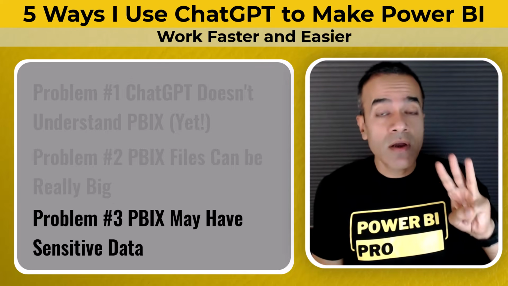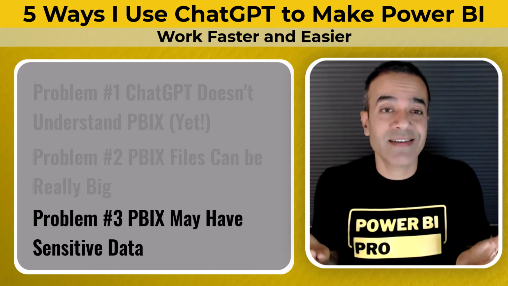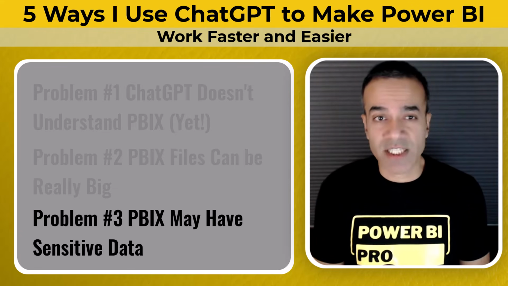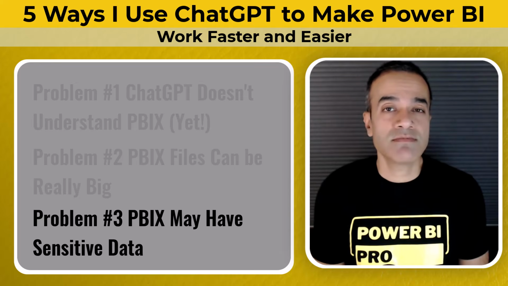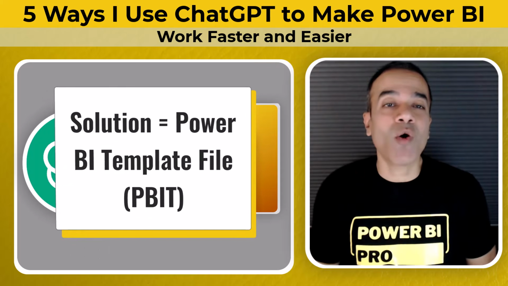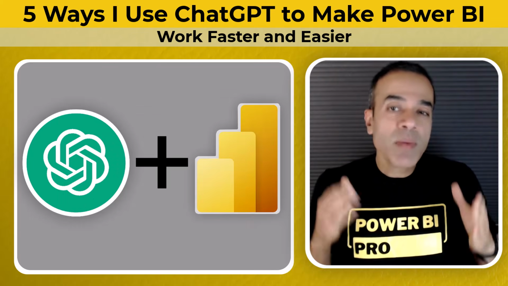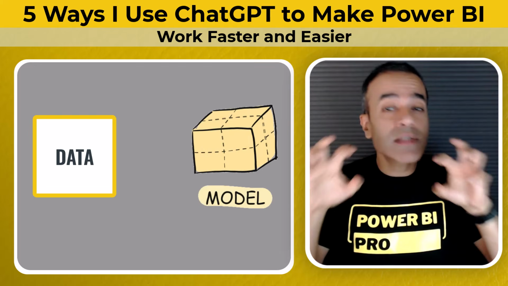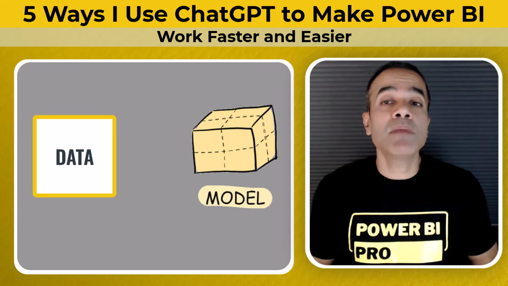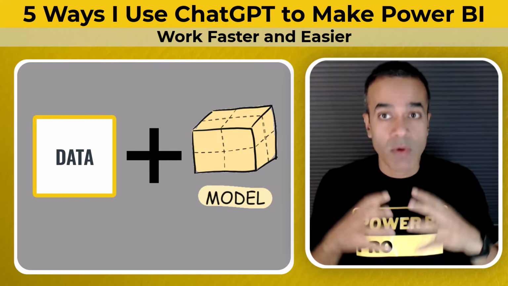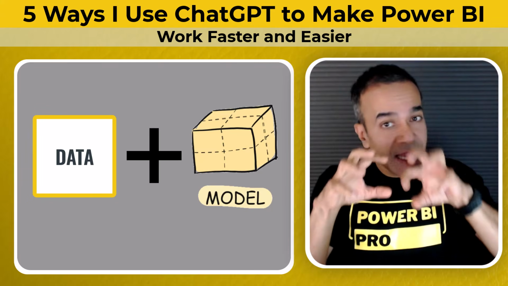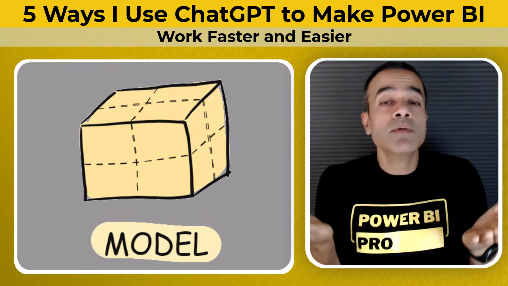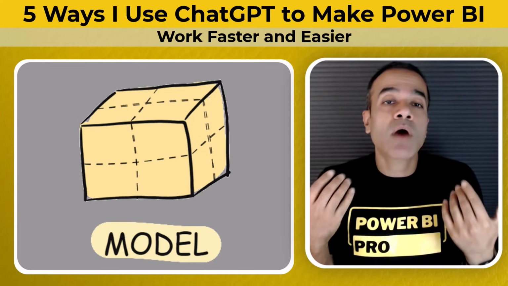And the third, your PBIX has all your data. So you may not be comfortable uploading your company or client data to ChatGPT. So what's the solution? The Power BI template file, or PBIT. The Power BI template file is designed to separate the data from the model definition. When you save as a PBIX, it includes both. But when you save as a PBIT, the data is stripped out and it just stores the model definition, your tables, your relationships, your measures, even the Power Query code.